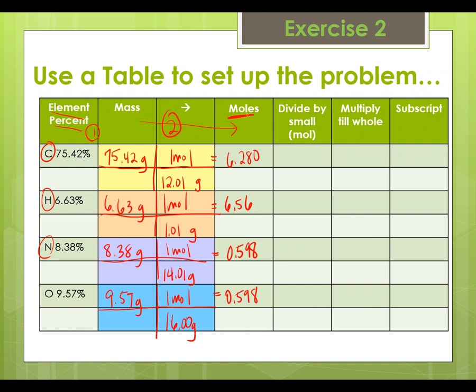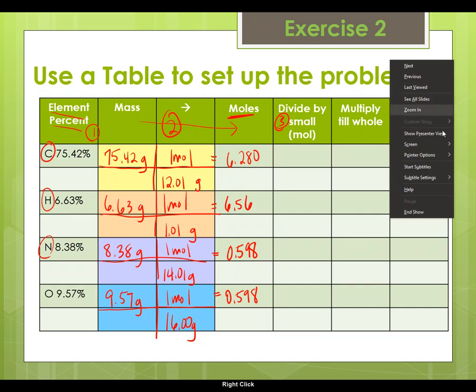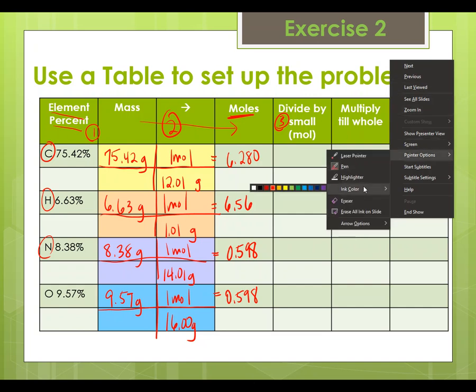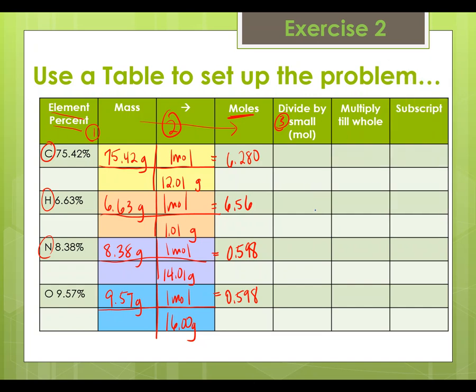We changed them to moles. Very good. Now, step 3 is divide by small. Which mole out of these 4 is the smallest? So which one do we need to use? Divide by small. Which one's the smallest?